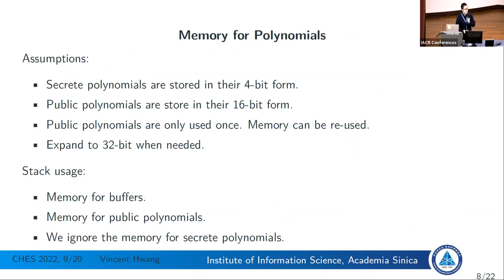Our first time-memory trade-off is about how to multiply two polynomials. We will count the memory usage for the buffers and the public polynomials. It should be noted that the public polynomials are sampled on the fly. So as long as we sample and expand a polynomial, we'll later recycle the memory usage. Finally, I'll ignore the memory usage for secret polynomials, and this is closely related to the structure of the program.